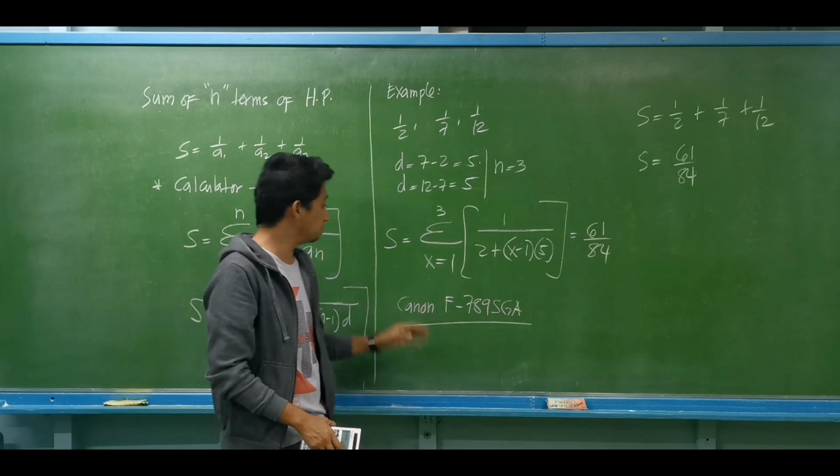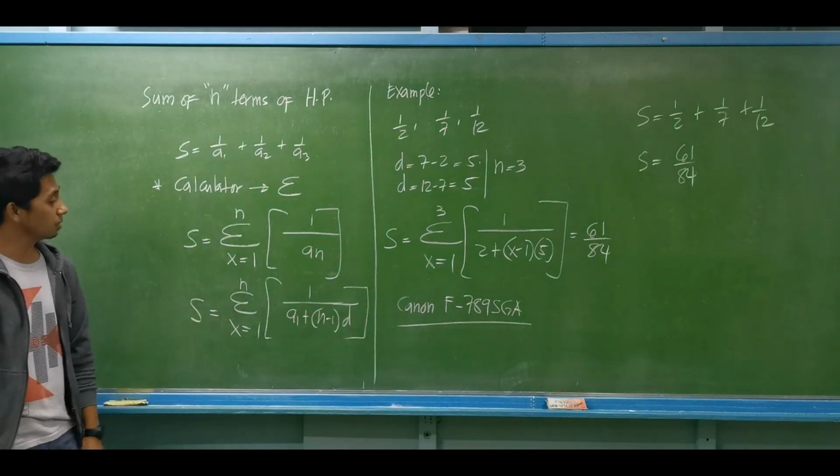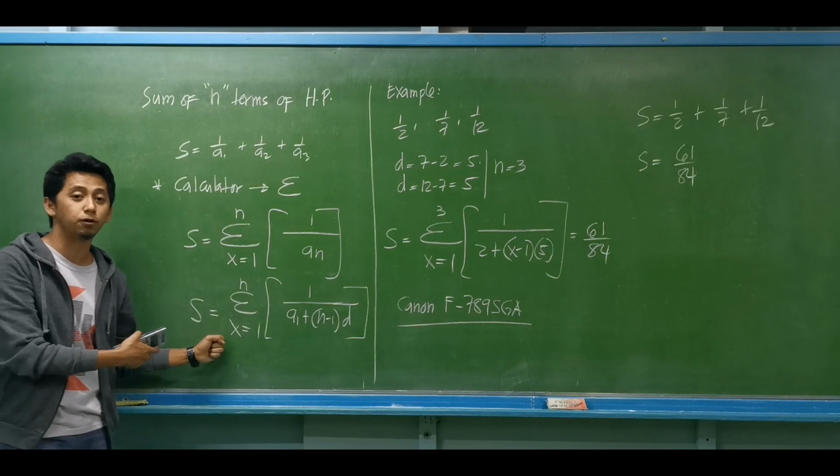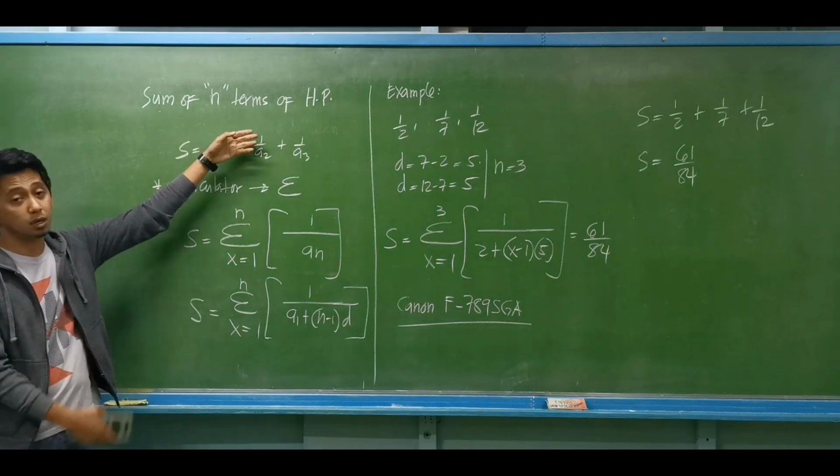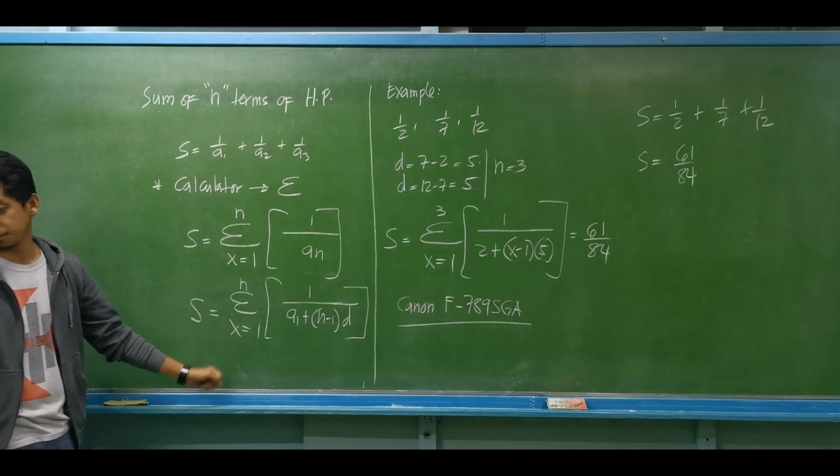So this is the most convenient procedure so far, up to present, to compute the sum of the terms of a harmonic progression.